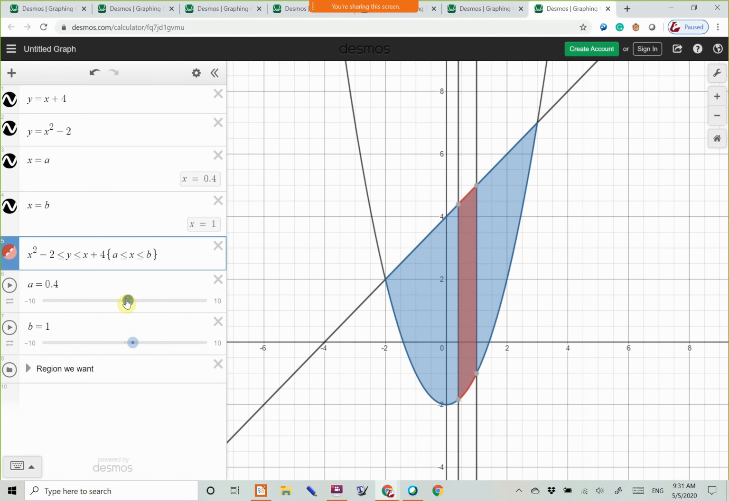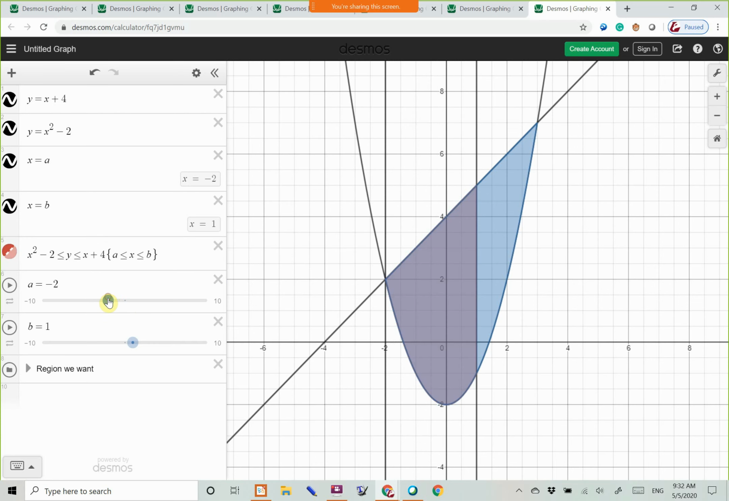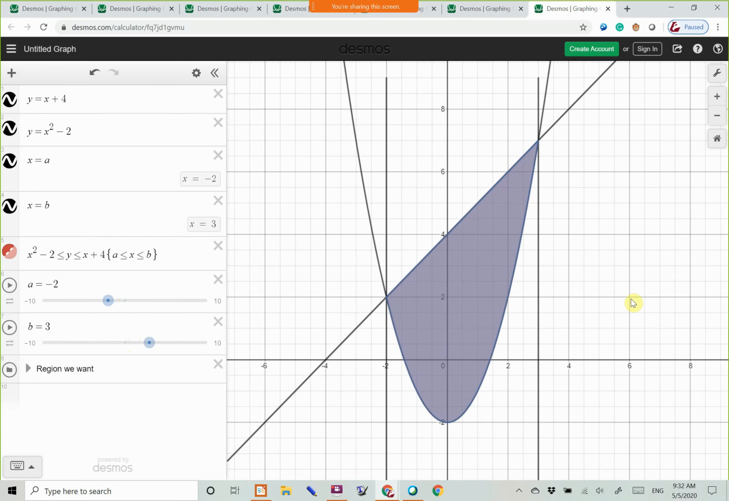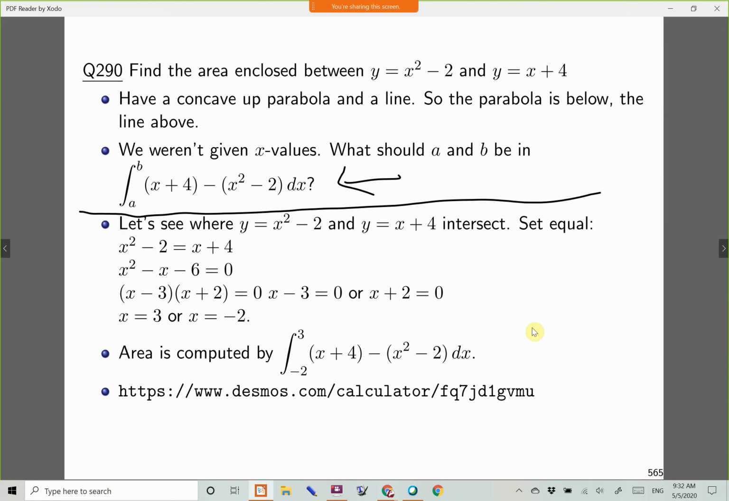So we would need to change this starting x value of a to be something else. Using the graphing tool, we see that the correct x value here is negative 2, and over here the correct x value should be 3. We could have used the graphing tool first to discover the x values negative 2 and 3, but I wanted to postpone using it so that we could see we can discover this information without that tool. We just had to set the y's equal to each other to see where those intersections are.